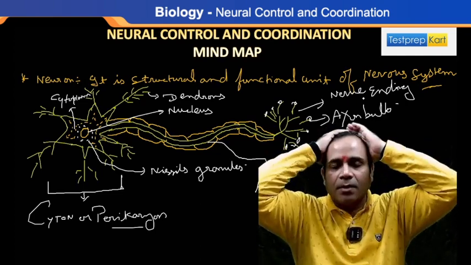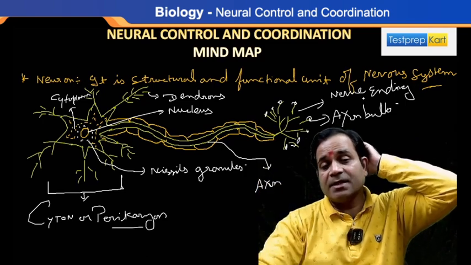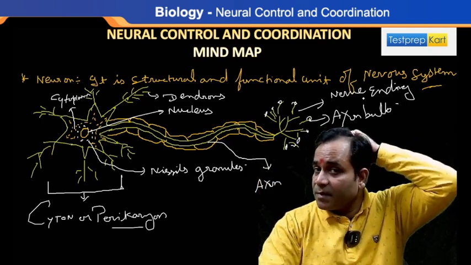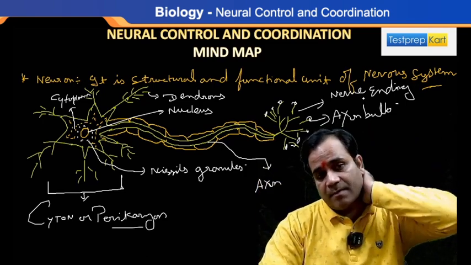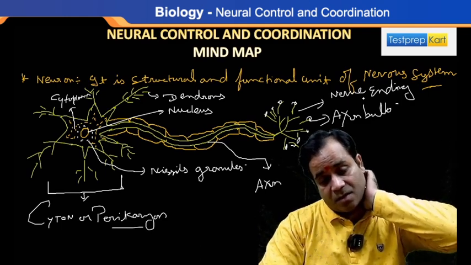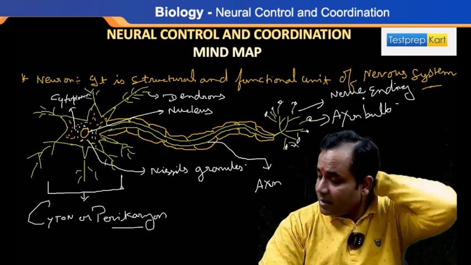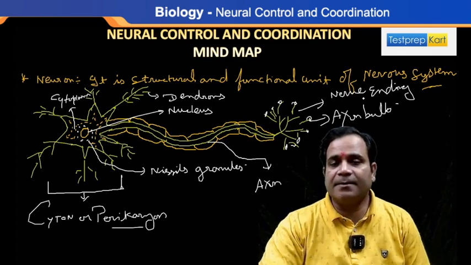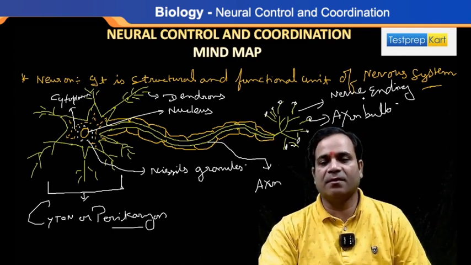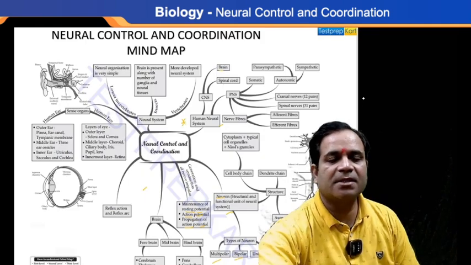So this is the diagram of the neuron, and the neuron is the structural and functional unit of the nervous system. Why am I saying this? Because the neuron is responsible for carrying chemical messages and transporting them to each and every part of the body. Okay, so see this slide.